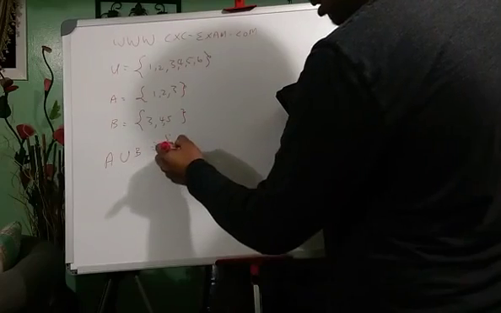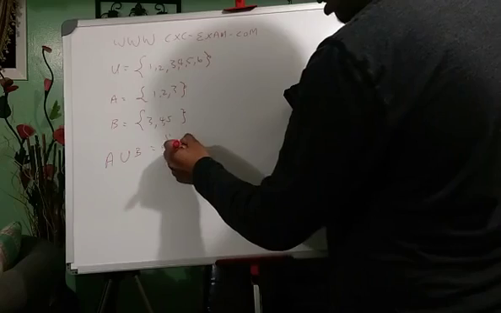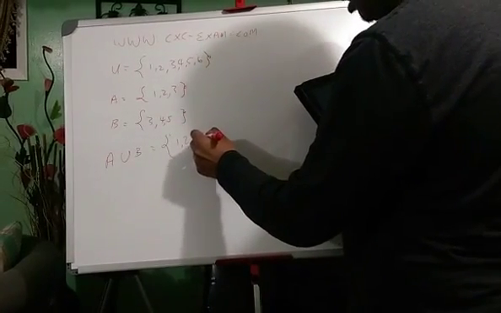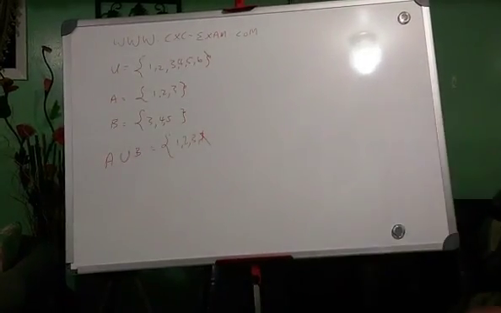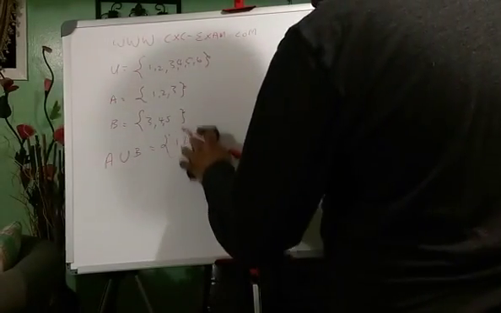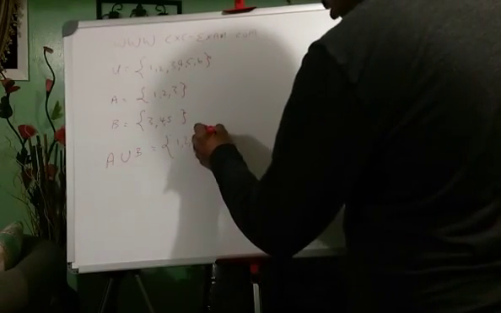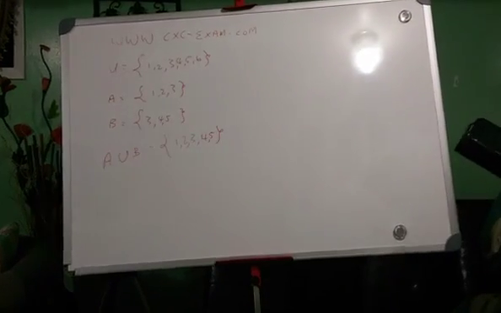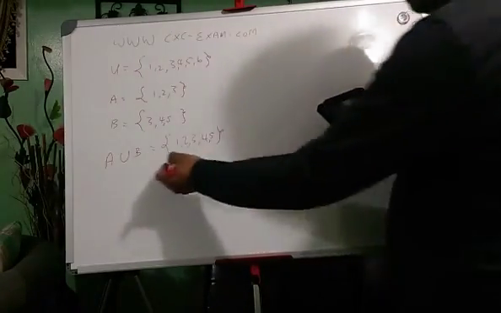We join them by writing the elements of A: 1, 2, 3. Now notice 3 is also in set B. We do not write 3 again. Okay? We don't write 3 again. We write 1, 2, 3, 4, 5. A union B. Okay? You joined these two sets together to give you this.